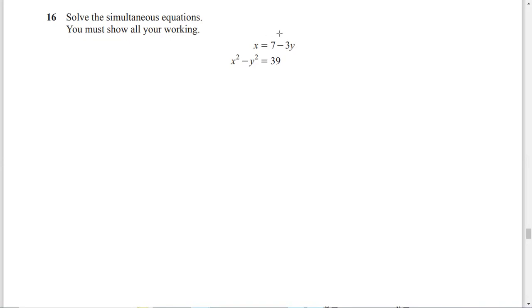Today we are solving a simultaneous question. According to the question, solve the simultaneous equations. You must show all your working. Equation 1 is x is equal to 7 minus 3y. In this equation, x is in subject form. In equation 2, x square minus y square is equal to 39.